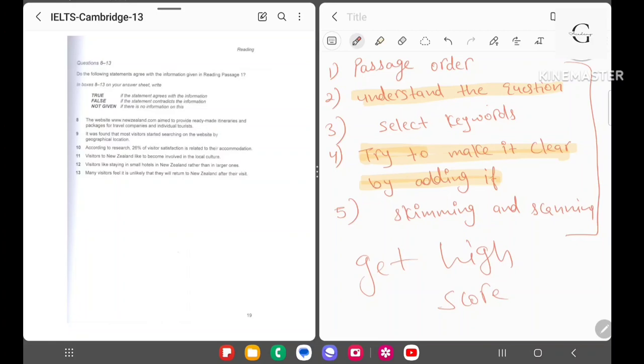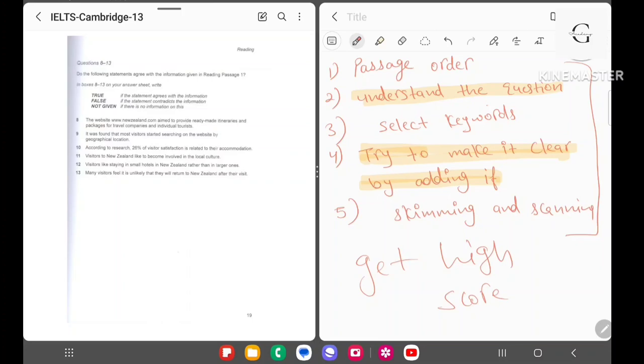These answers are in passage order. So what do you mean by passage order? It means it will be in a sequence. The second is you need to understand the question, select keywords, try to make it clear by adding if. I'll explain the fourth tip while doing the questions, as I just told you. Then we will do the skimming and scanning, then the answer.